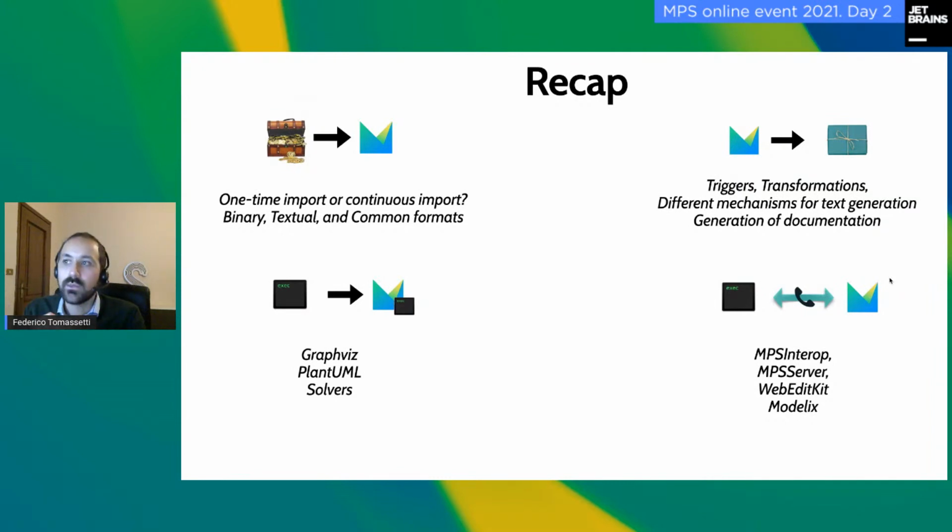Now, a quick recap. We've seen that there are many different ways to complement MPS. We've seen that we can import stuff. We can have one-time import or continuous import. We can import stuff in binary format, textual format, common formats. We can generate stuff. We can trigger the generation in different ways. We can use different transformations. We have different ways to perform text generation. We have different ways to generate documentation. We can integrate tools like model checkers or PlantUML to have graphical representations. These are some examples, but you can apply the same mechanisms to integrate other valuable stuff into MPS. And finally, we have this more recent series of tools to take advantage of the capabilities of MPS from outside MPS and enrich the ecosystem.